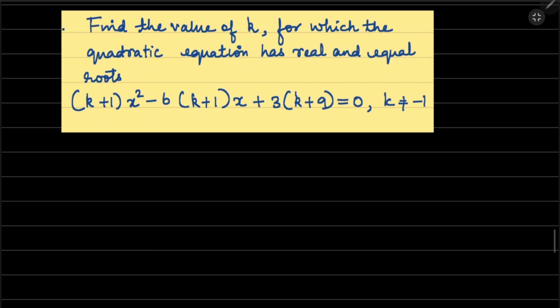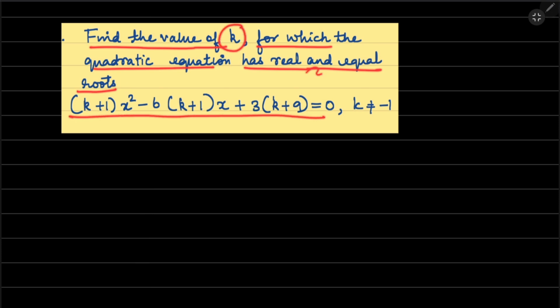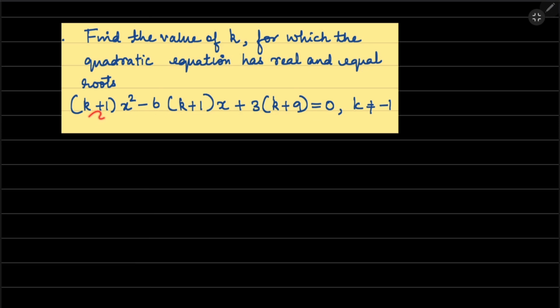Let's move on to the next question. Find the value of k for which the quadratic equation has real and equal roots. You have to find the value of k for which the given equation has real and equal roots. Okay, so all the coefficients have got the unknown k here.